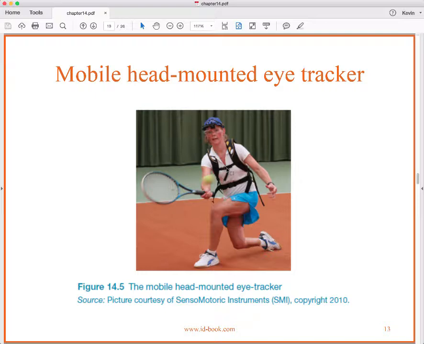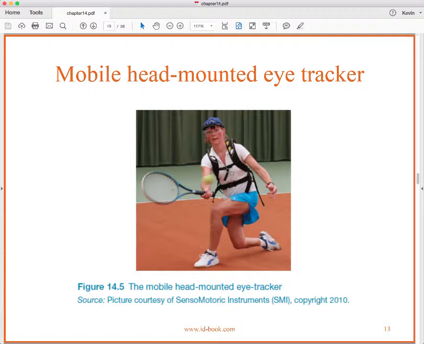And here's a great photo of a head-mounted eye tracker. This is a woman playing tennis, about to hit a forehand or just hit a forehand. I'm not sure which. She looks like she has her eyes on the tennis ball, which is what we teach people all the time. And if you look at her visor, hanging off the visor is the camera. And the camera is taking a picture of her eyes. So what we're going to record is just what her eyes look like.